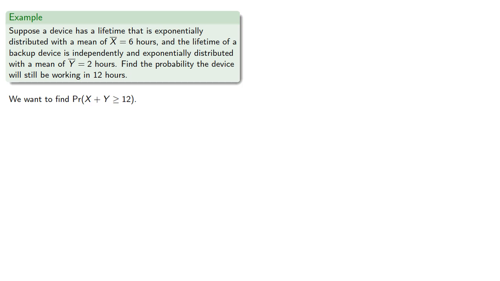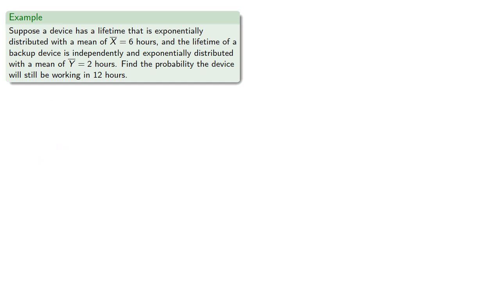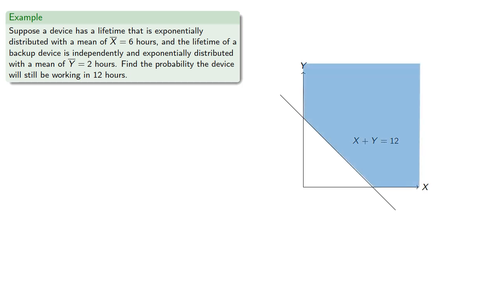And since x and y are independent, this is the product of the two probabilities, so our relevant PDF is going to look like, and we want to find the probability over some region. So again, let's go ahead and graph that region, and we'll also include our boundary line. Now, our region is actually this outer region here.